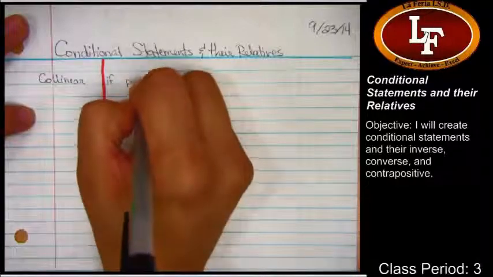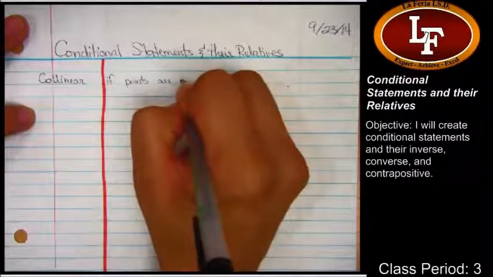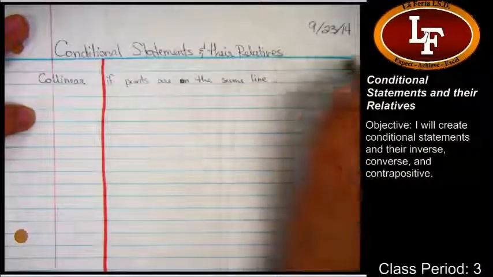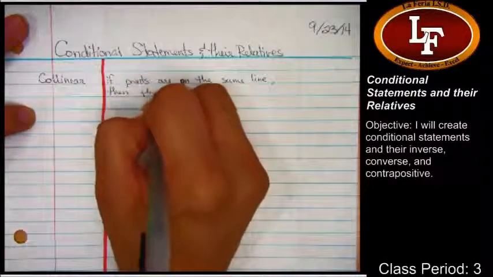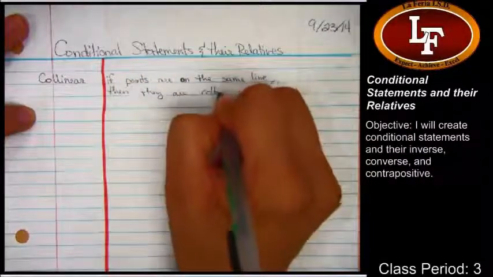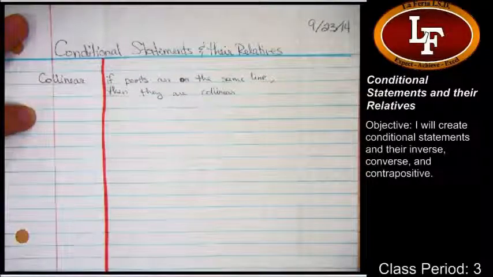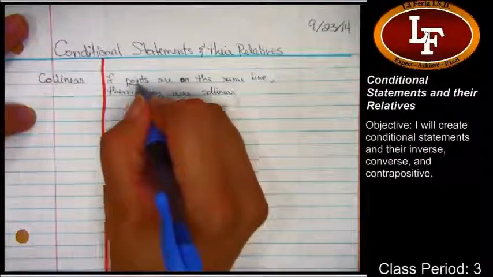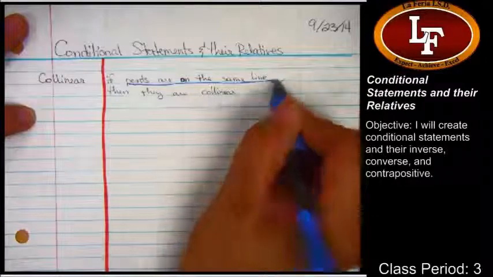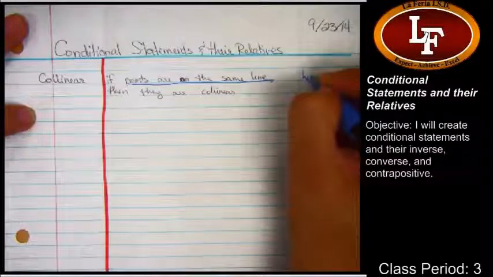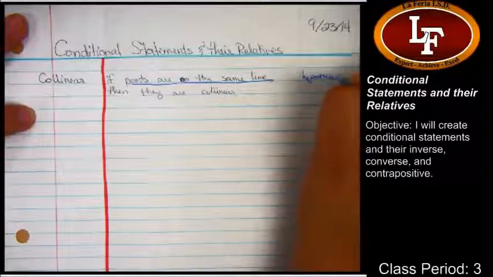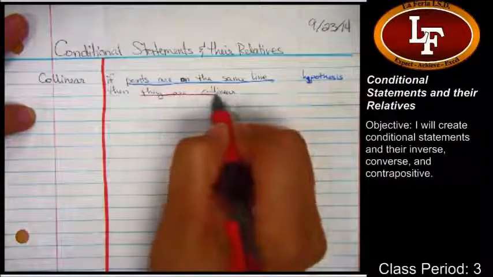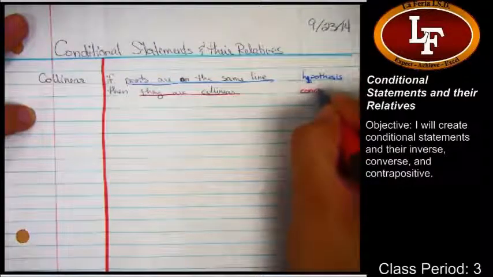So we'll write that as our original conditional. If points are on the same line, then they are collinear. Beautiful. Now here's where the different colored pens come into play. This part right here after the if is the hypothesis. Oh, I'm totally misspelling that word. Sorry, this is supposed to be a Y. Right there. Hypothesis. And the stuff after the then is the conclusion.